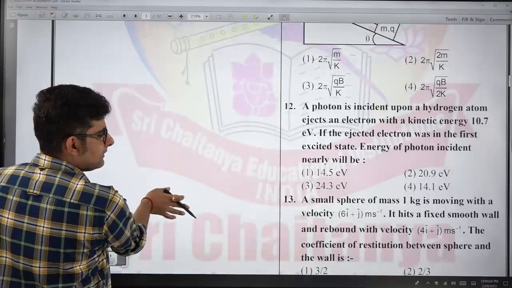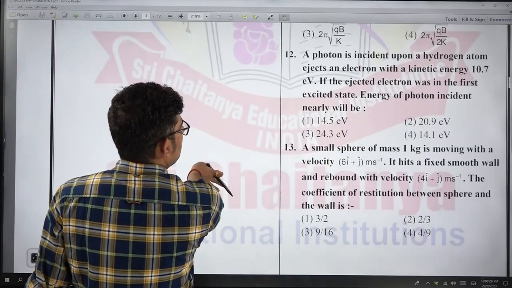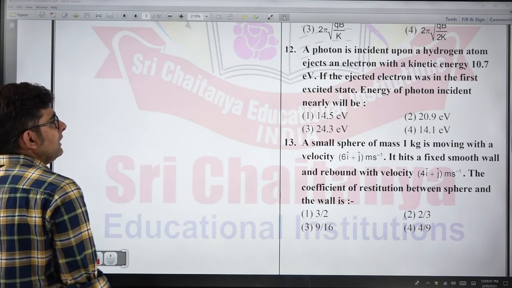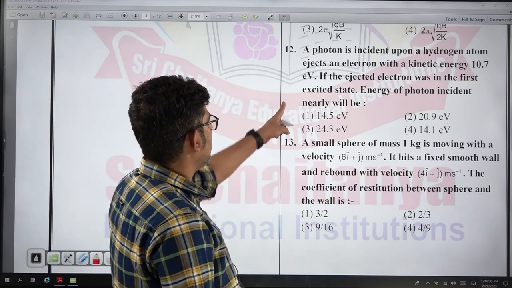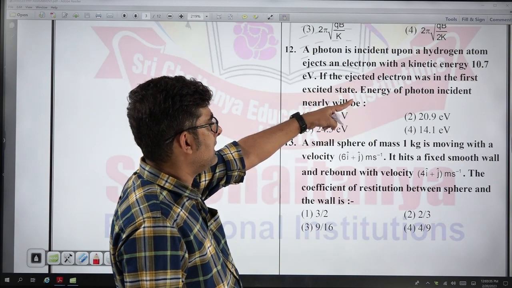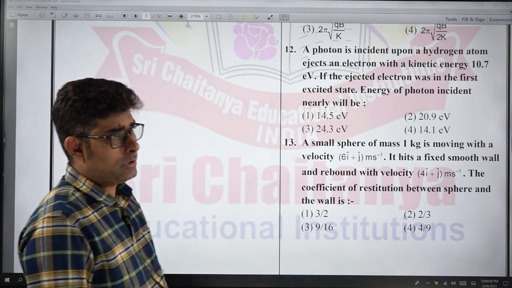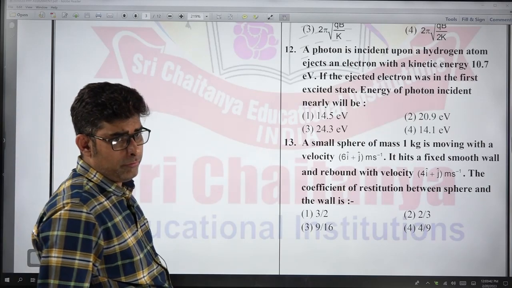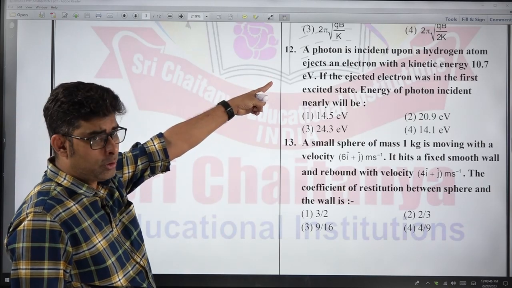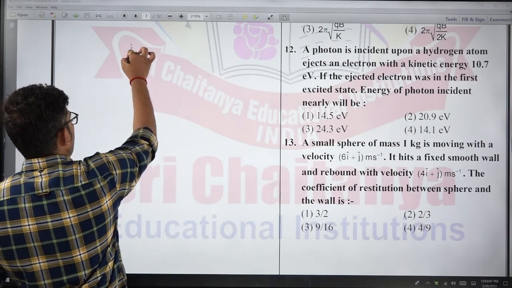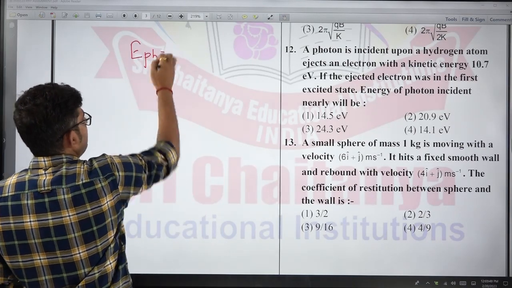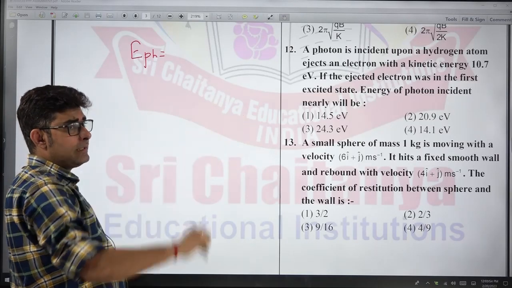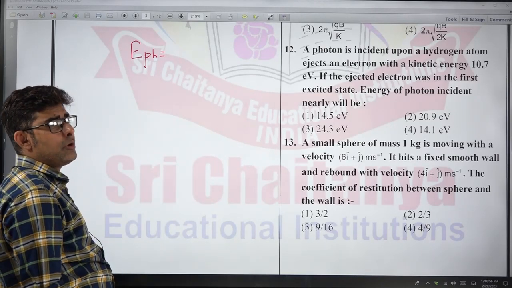Let's see the next question, the 12th one, what they are saying over here. Okay, a photon is incident upon a hydrogen atom and ejects an electron with a kinetic energy of 10.7 electron volt. So basically the change in energy of the electron, where does it come from? It is coming from the photon. Now what is the photon doing? It is taking the electron out of the hydrogen atom, and it is getting a kinetic energy of how much?